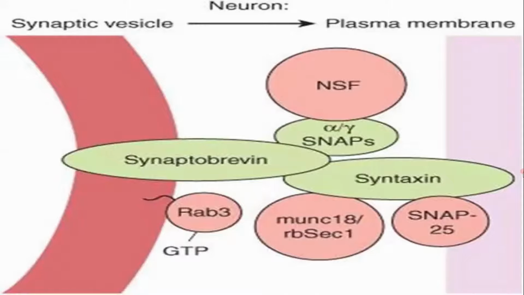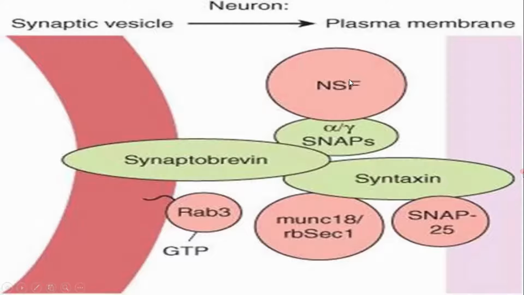Now in this picture, you see the synaptic vesicle. What is present in the synaptic vesicle? You can see synaptobrevin. In the membrane, what is present? This is the membrane. This is the presence of syntaxin. Synaptobrevin is a V-snare protein. In the membrane is present syntaxin, a T-snare protein. Then there is presence of RAP protein, SNAP proteins, MUNC proteins, SNAP25, NSF.